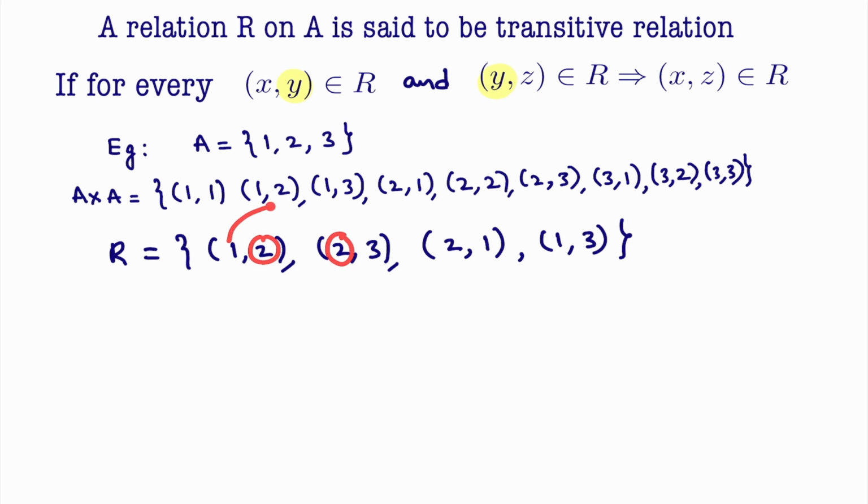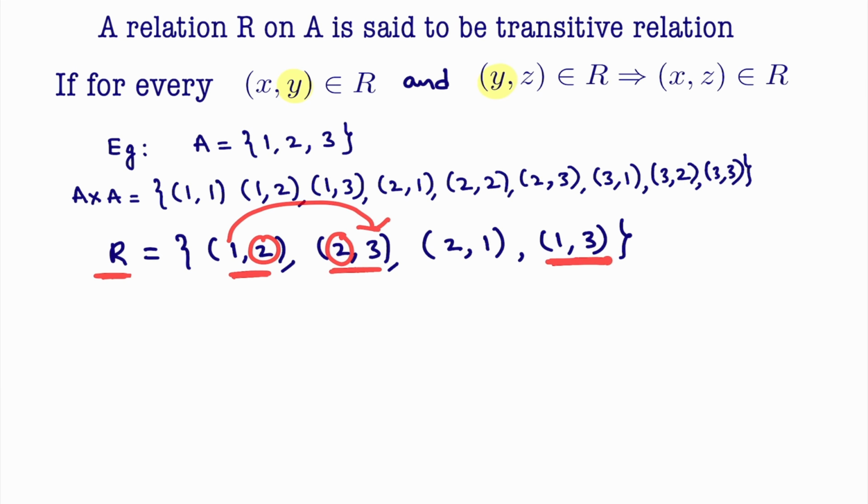What is (x, z)? (x, z) is (1, 3). Is (1, 3) there in this relation? Please check. Yes, (1, 3) is there in this relation. So for (x, y), (y, z) belonging to R, (x, z) is present in this relation. So this relation is transitive. Can we say like that?